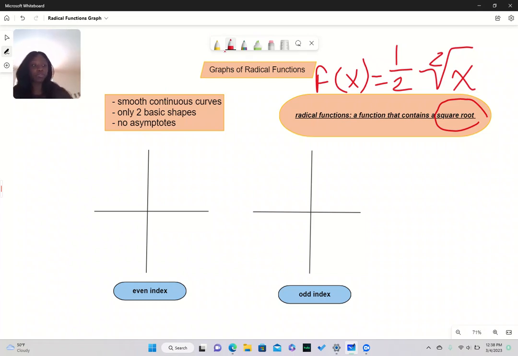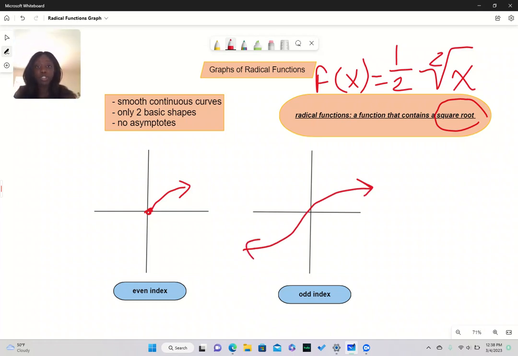So let's give an example here. If you have a radical function that has an even index, it will look like this. That will be an example of an even index for a radical function graph. And for an odd index, it will kind of look like a squiggly line, like this. And that will be an example of an odd index.